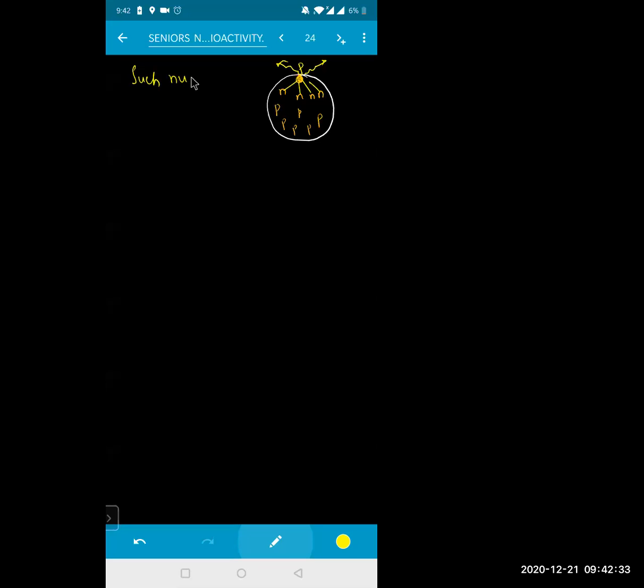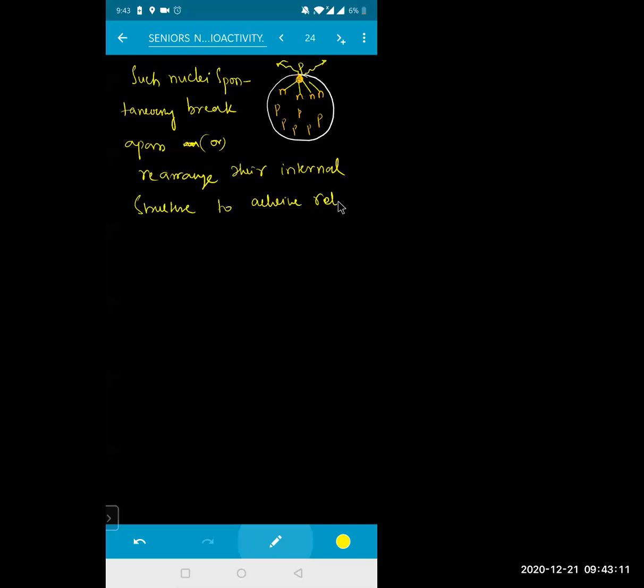So they will be breaking apart or rearranging their internal structure to achieve a relatively stable structure. This phenomenon is called radioactivity.